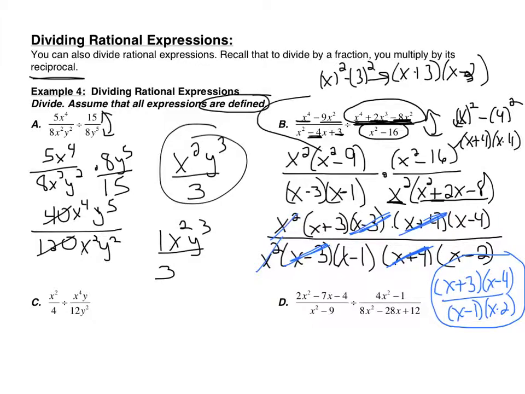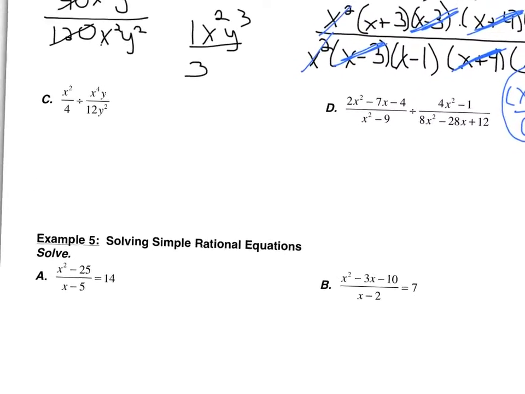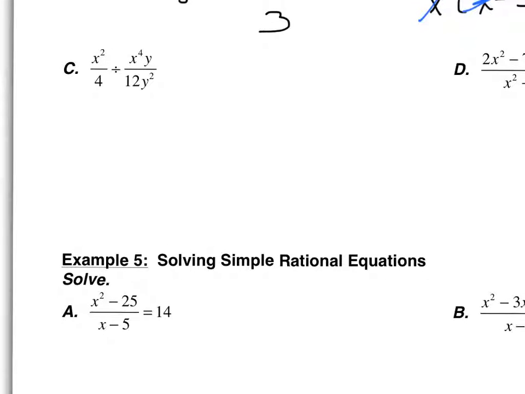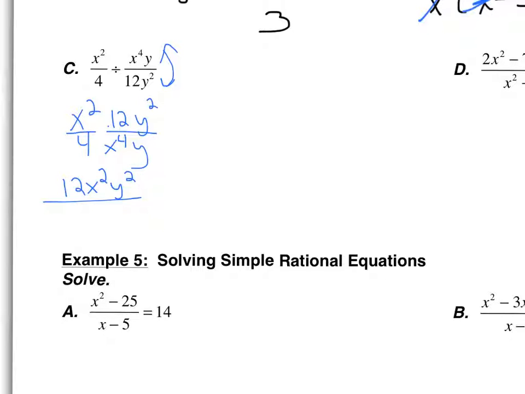And example C. Pull this up a little bit. Let's just look at C first. So C, we're going to go ahead and take x squared over 4 times, and we're going to take the reciprocal, 12y squared over x to the 4th y. So we have 12x squared y squared over 4x to the 4th y.